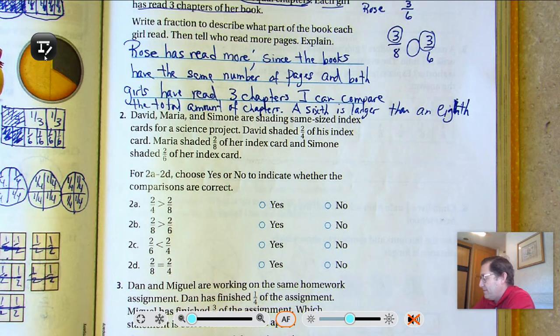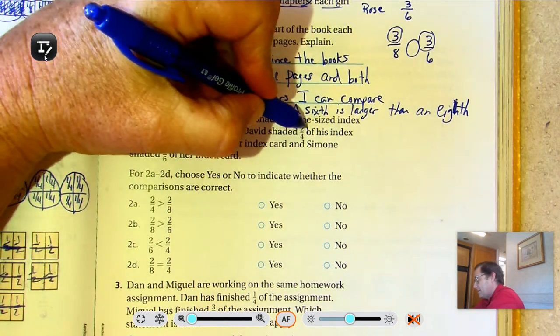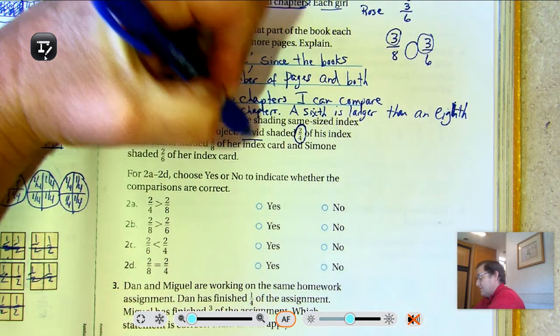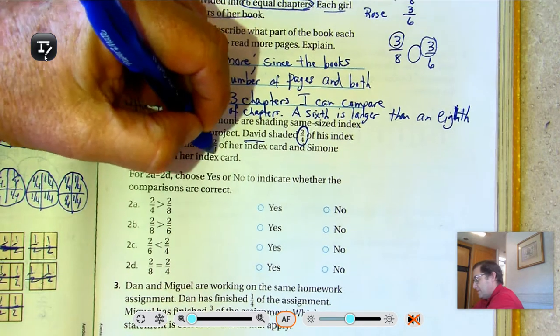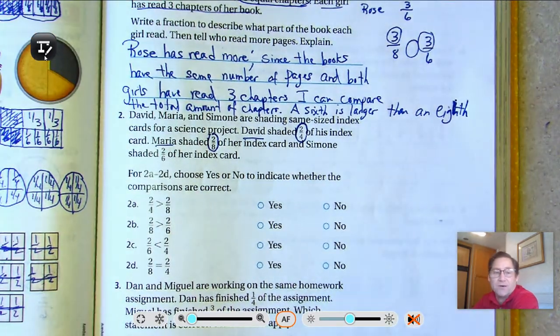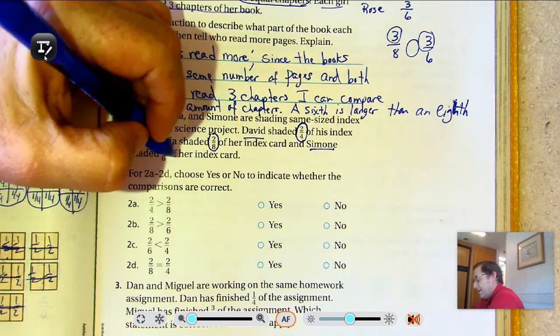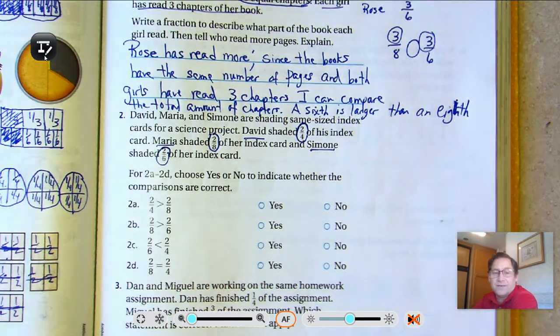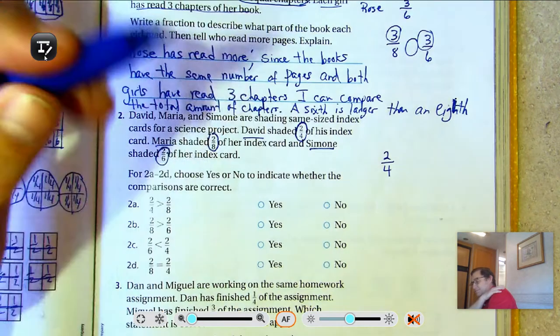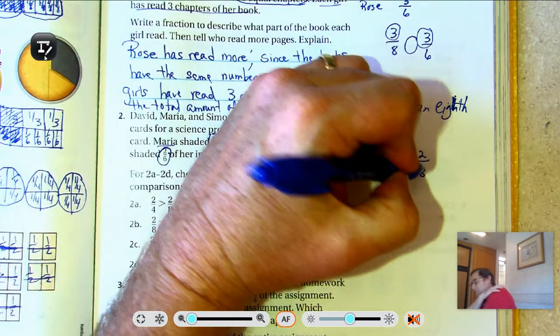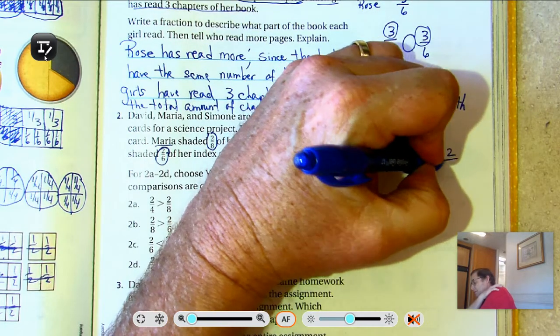Number 2, David, Maria, and Simone are shading same-sized index cards for a science project. David shaded 2/4 of his index card. Maria shaded 2/8 of her index card. And Simone shaded 2/6 of her index card. So we're comparing 2/4 to 2/8 to 2/6.